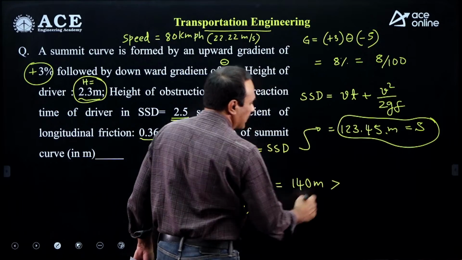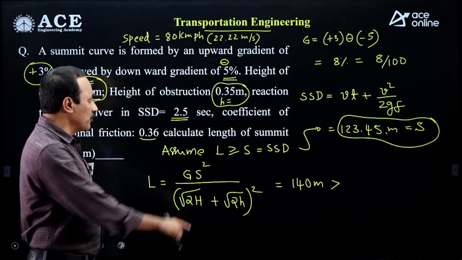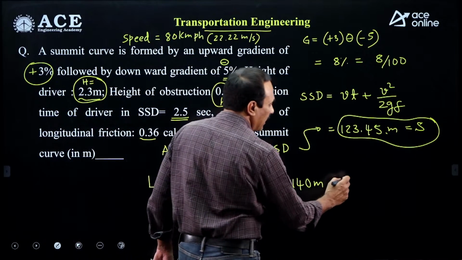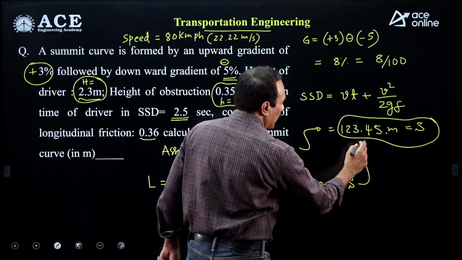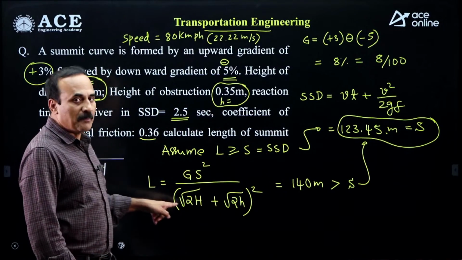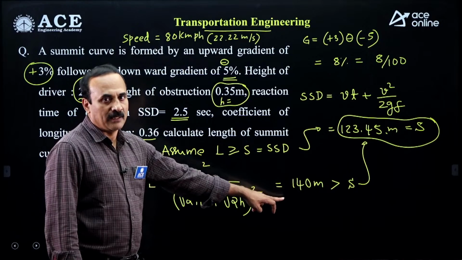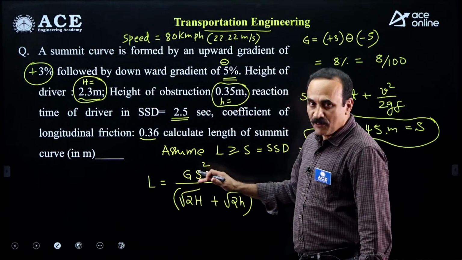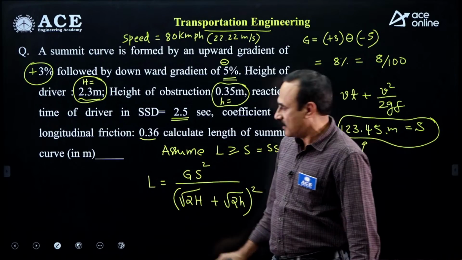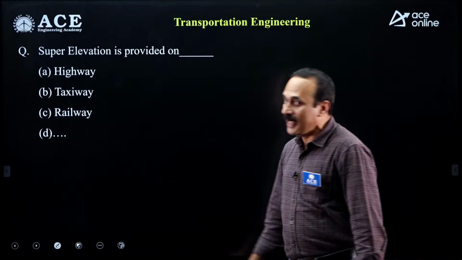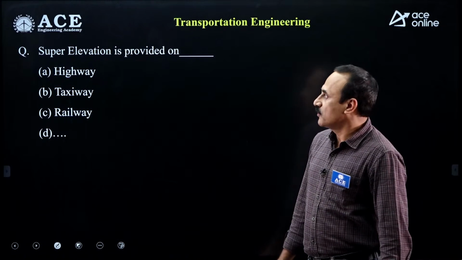And you need to cross check whether the assumption is correct or not. We assumed L more than S, the L value is 140 meter, it is more than the sight distance. Whatever is assumed, the assumption is correct. So the length of the summit curve is 140 meter. It is a memory based question. If you remember the formula, you can get the answer. Capital H and small h values are given differently by the GATE question setters.